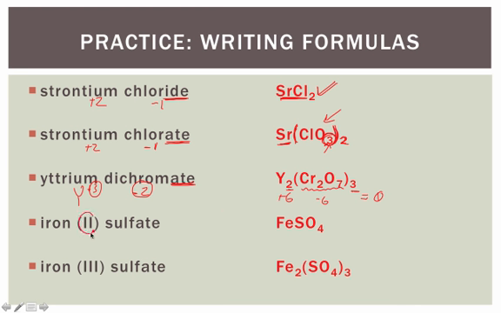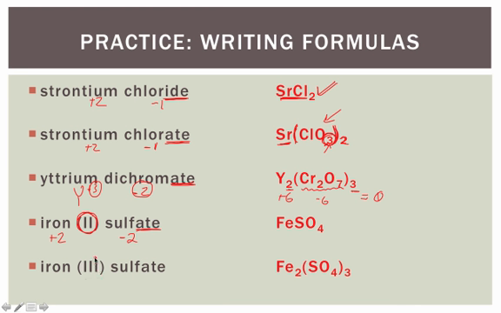The last 2 examples here deal with Roman numerals. We have iron. When you look up iron on your periodic table, multiple charges are listed, but in this case, the Roman numeral tells us what charge to use. This is iron with a charge of +2. Sulfate has that ATE ending, which means it's a polyatomic ion. When you look it up on your sheet, it has a charge of -2. These 2 charges are already balanced, so you just put the 2 pieces together. We get FeSO4 for iron 2 sulfate.